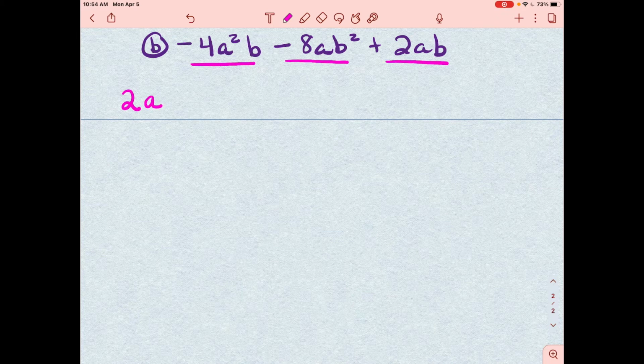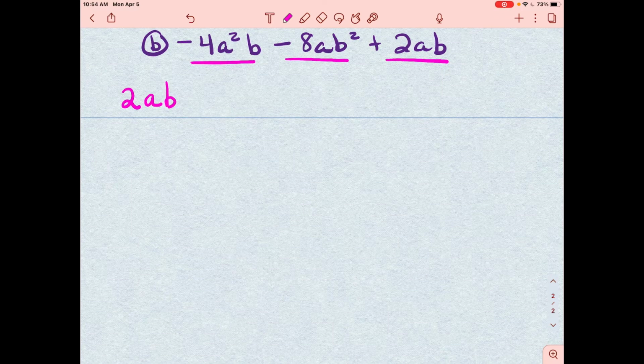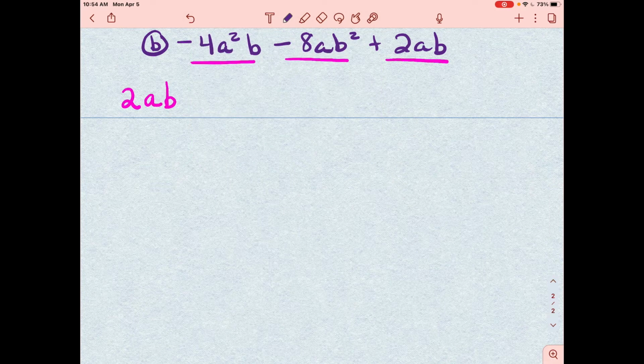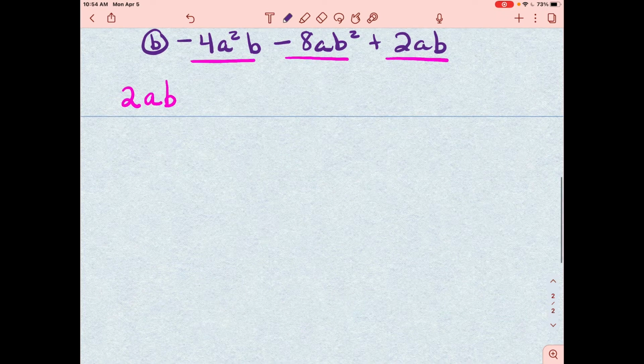And can each friend contribute a B? Absolutely, because we've got 4a squared b, we've got -8ab squared, so that one actually has 2 b's, and then we've got 2ab. So each of them has at least one b. So notice that 2ab is the greatest common factor. It is the most that each of them can contribute to whatever it is they're trying to do. So after they contribute, let's talk about what's left.